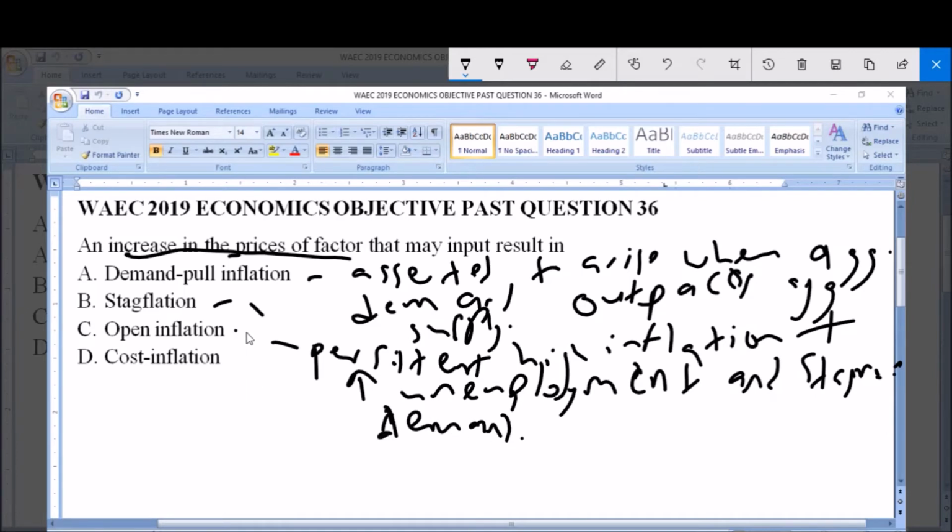Now open inflation refers to continuous rise in prices visible to the people.